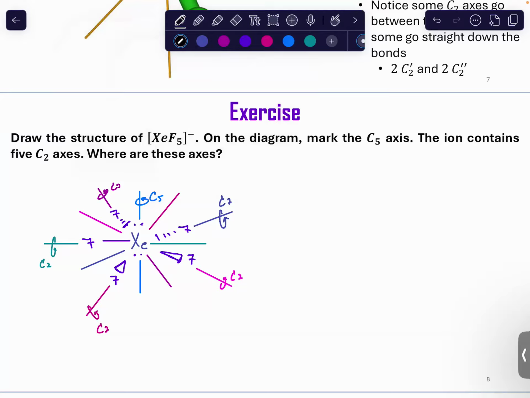No, see, here's the thing. These are all just C2s. They're just C2s because they don't go straight down the barrel. If you notice, they hit a fluorine bond and then go between two fluorines, all of them. So they're all identical. Okay, I see. So they're not rotating this molecule in different ways. So they're all just C2s.